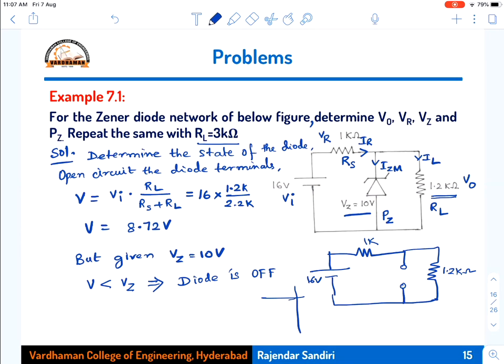Now the reverse current is 0. Current will be flowing at breakdown voltage only. The current will be flowing like this. Okay. So this is the reverse voltage. This is the reverse current. Now this Vz, here Vz is 10 volts. Okay. This Vz is 10 volts.